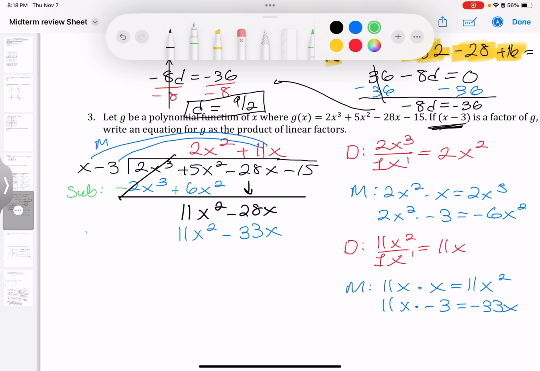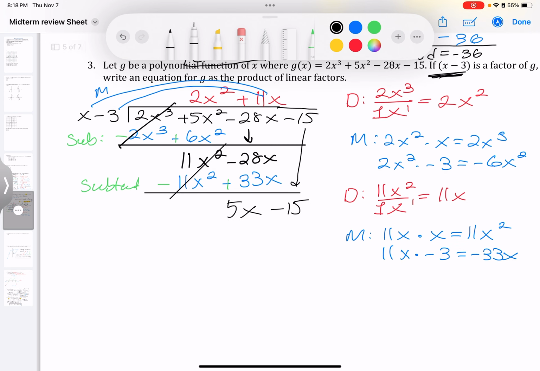Then after that, we're going to subtract. Subtract the 11x squared. Subtract the negative 33x, that becomes a positive 33x. The 11x squareds, they cancel each other out. Negative 28x plus 33x is 5x. Then bring down the minus 15.